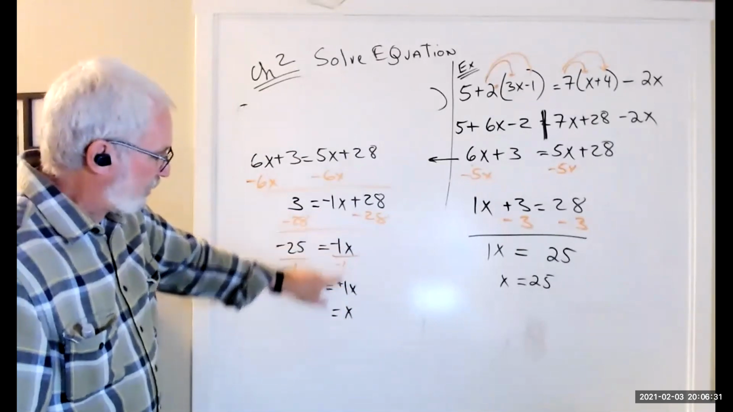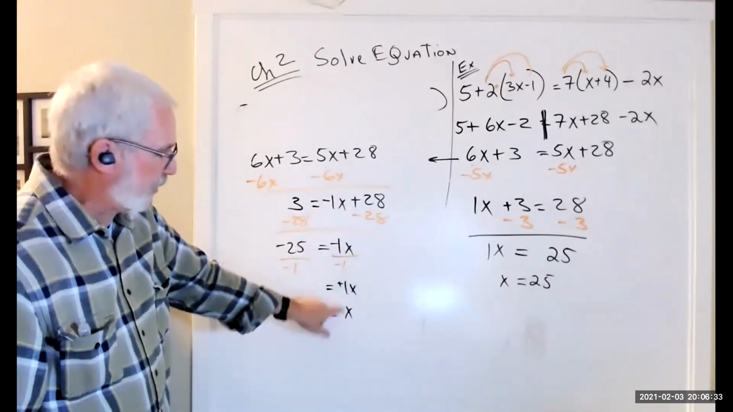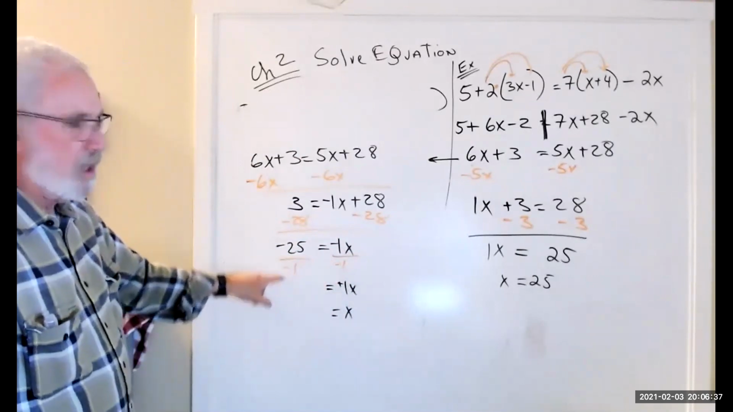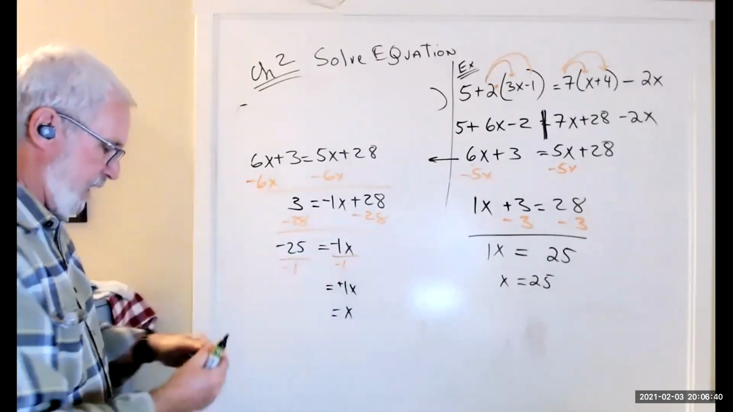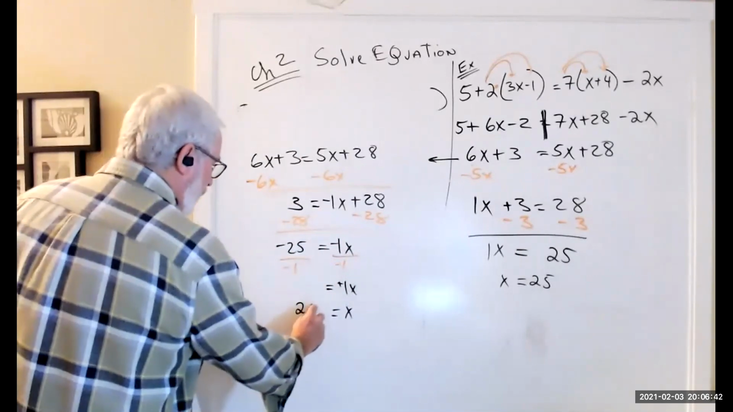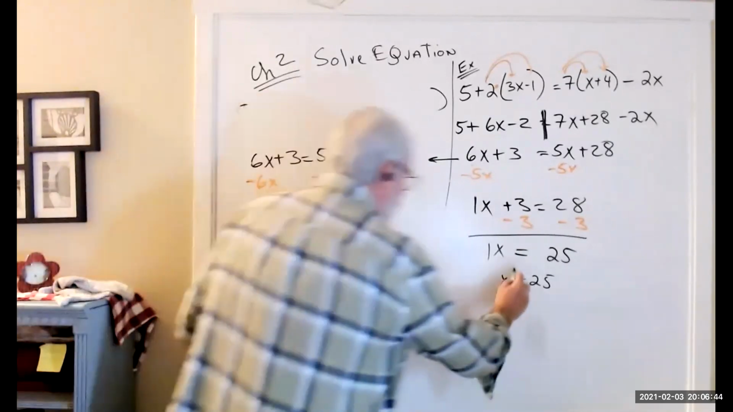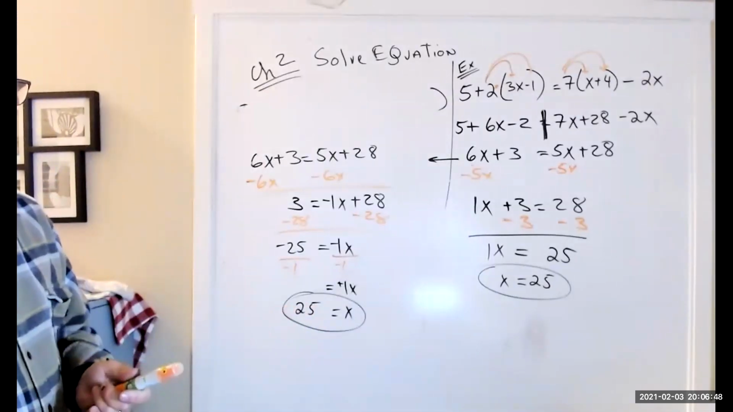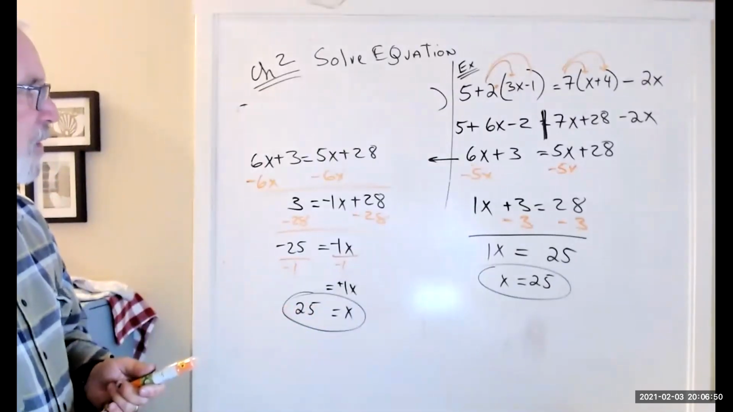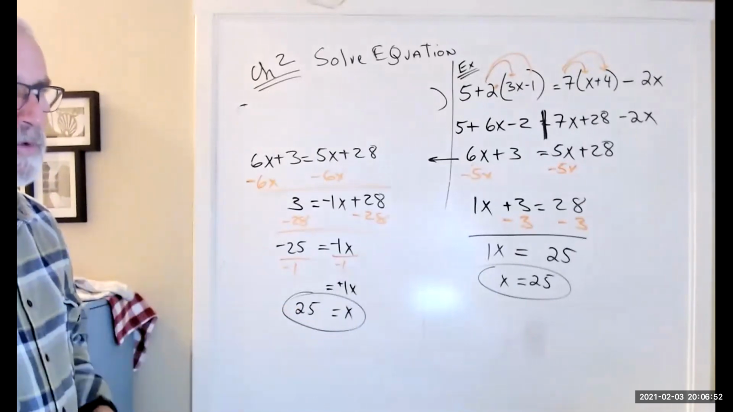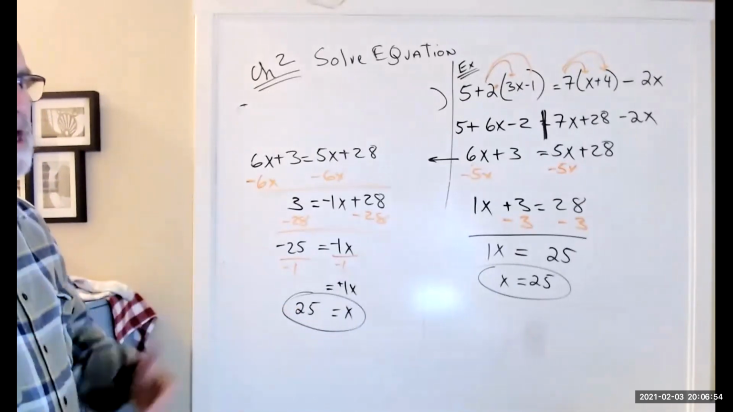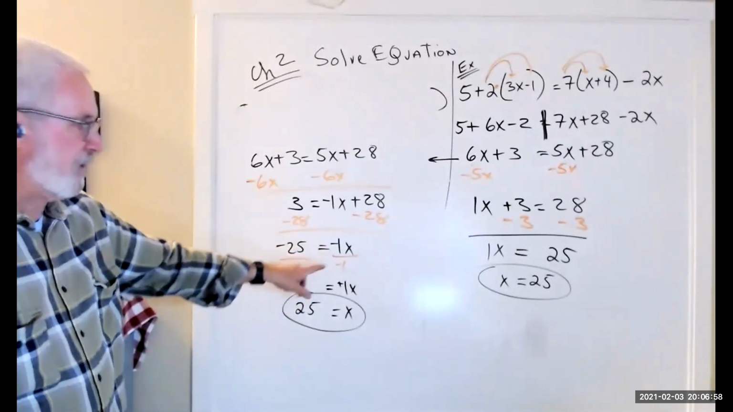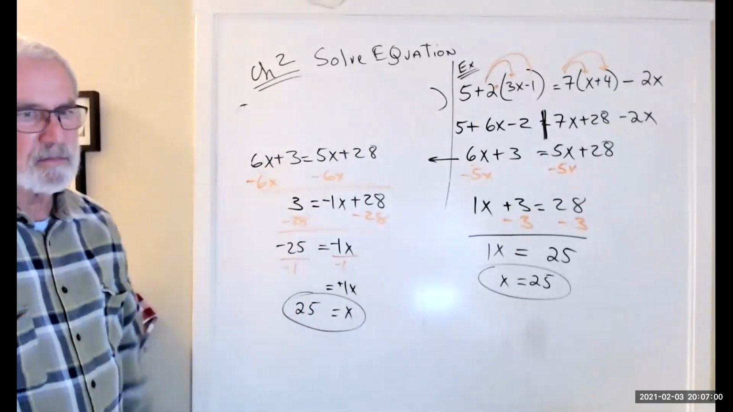Okay, but you have to get the x completely by itself, so you had to divide both sides by negative 1. So negative 25 divided by negative 1 is positive 25, and we got the same exact answer. Are we okay? Yes. A couple of you were asking that question. In the end, it doesn't matter. This one just required an extra step to get rid of the negative. Whatever.